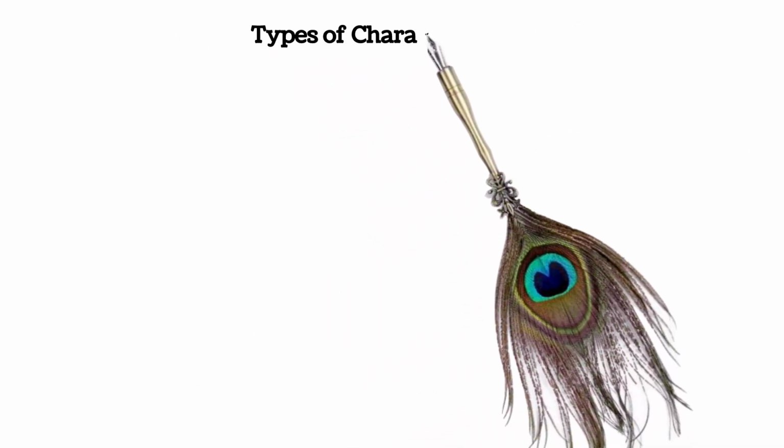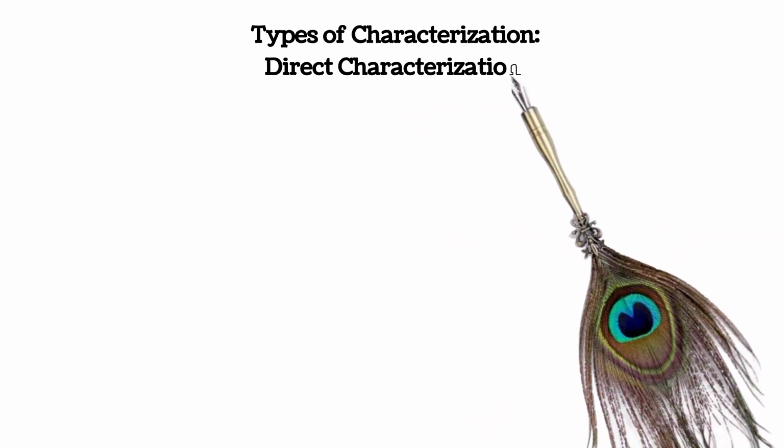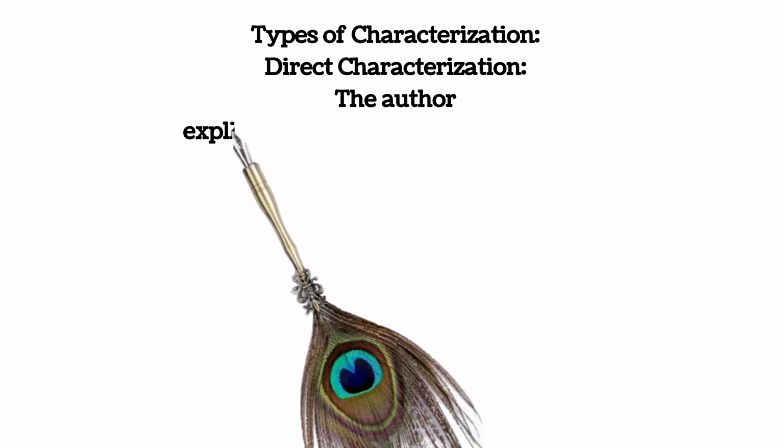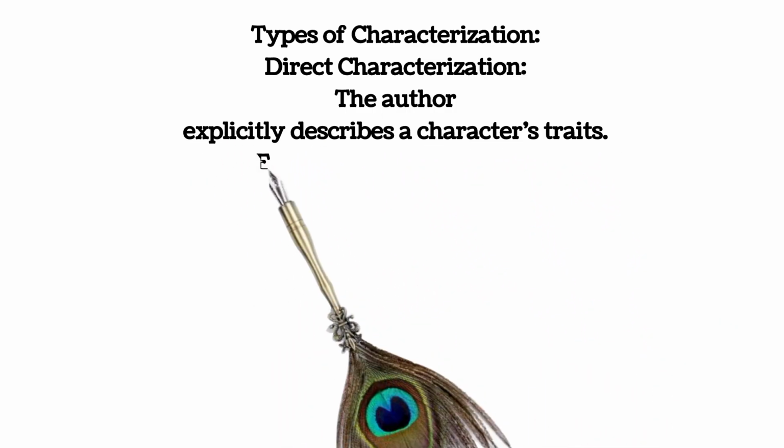Types of characterization. Direct characterization. The author explicitly describes a character's traits. Example: She was a kind and thoughtful girl.